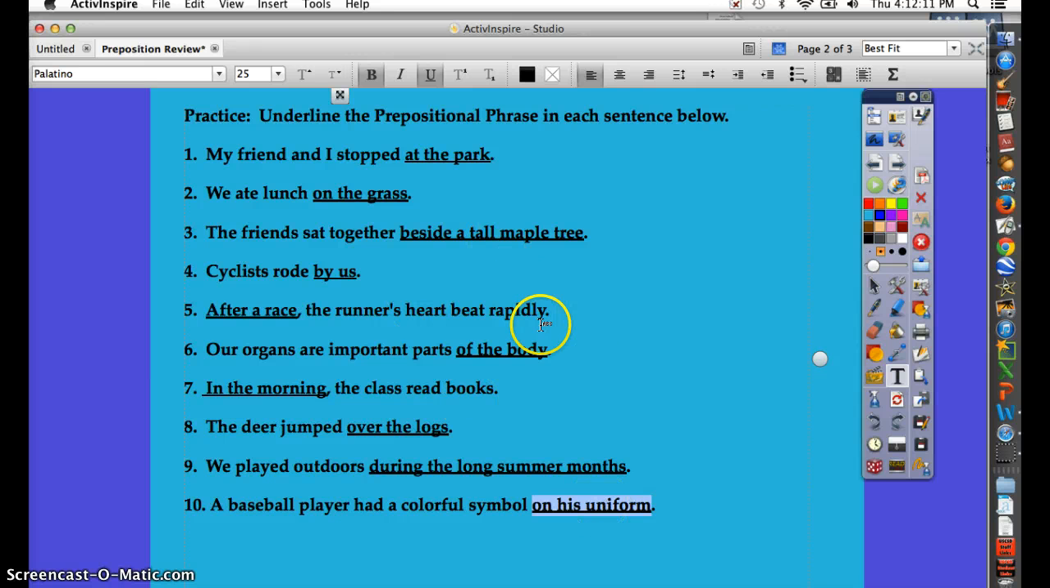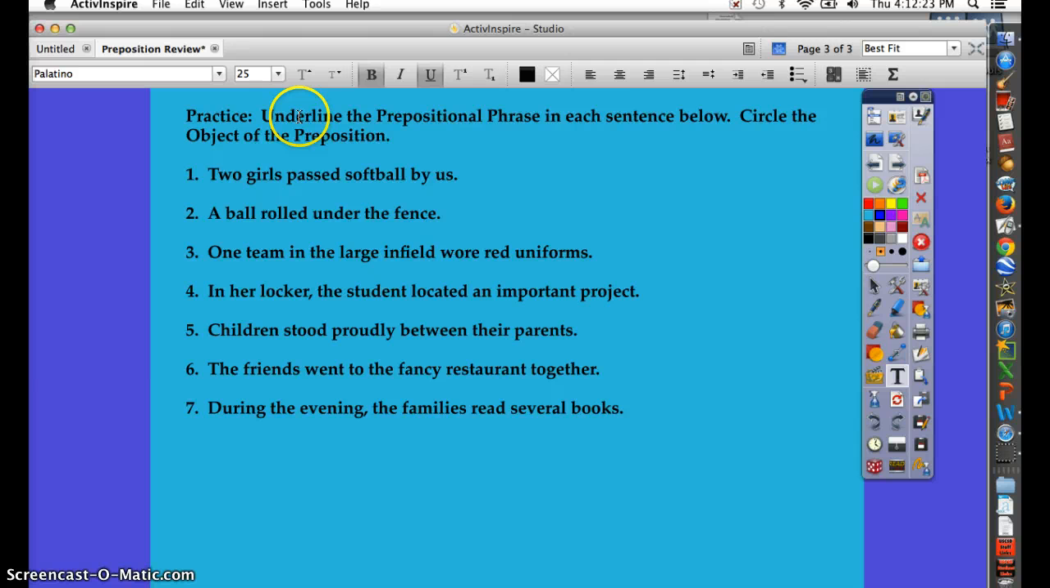So most of these ended the sentences, as we can see. We did have a couple at the beginning of a sentence. Remember, they can be in the middle as well. Okay, and we'll go on to the final part of the review now, looking at prepositional phrases and objects of prepositions. So number 1, the girls passed softball by us.